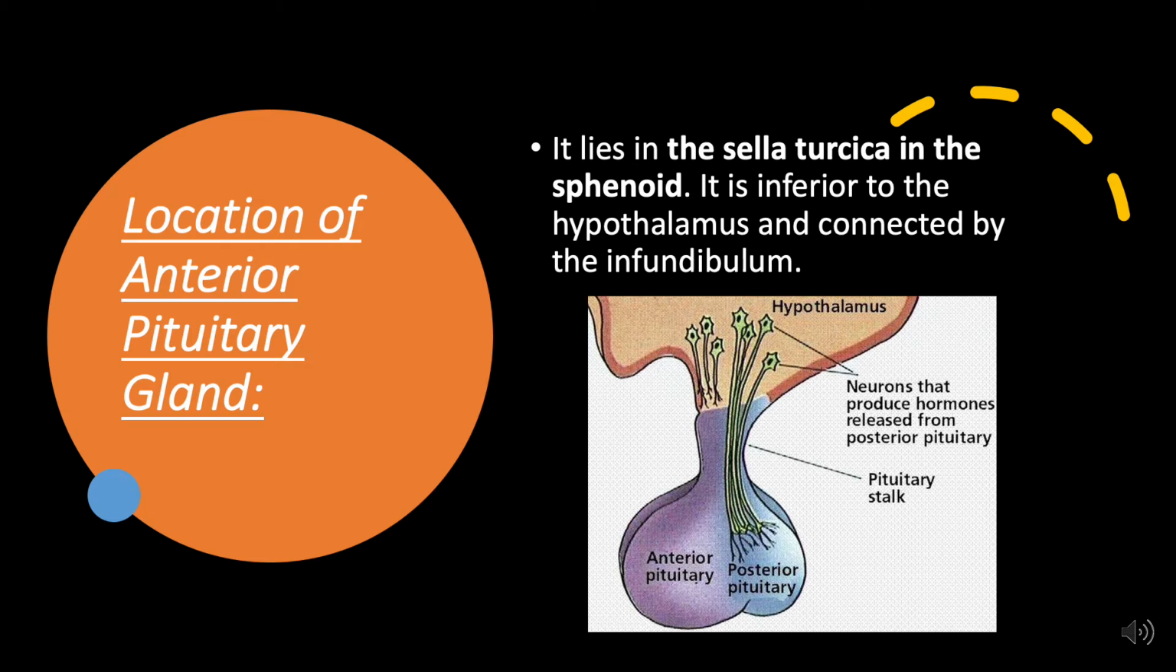Location of the anterior pituitary gland. It lies in the sella turcica in the sphenoid. It is inferior to the hypothalamus and connected by the infundibulum.